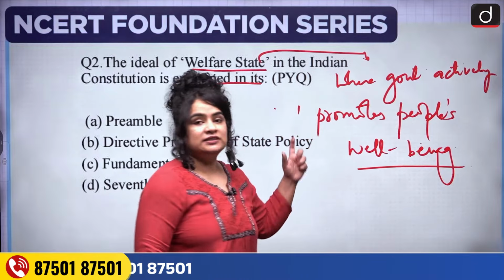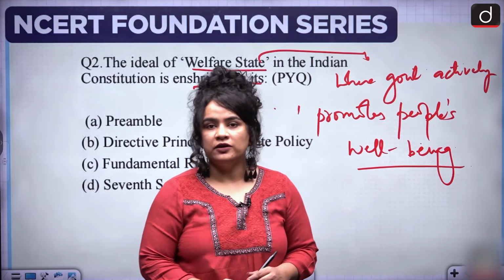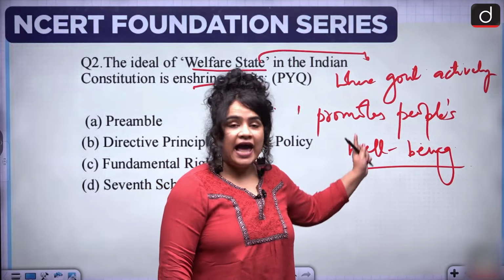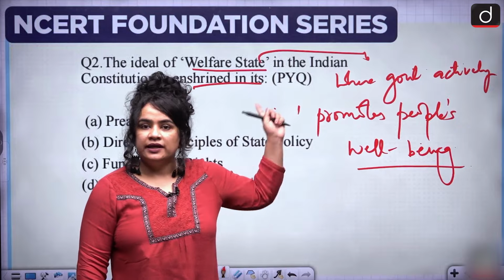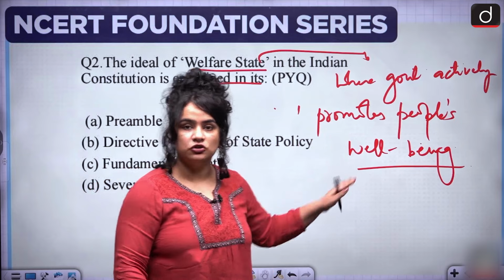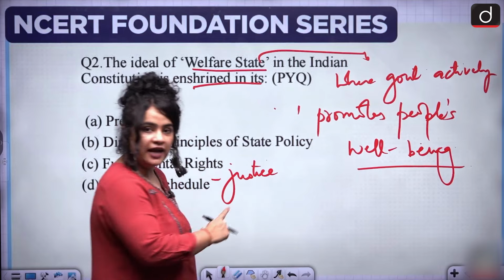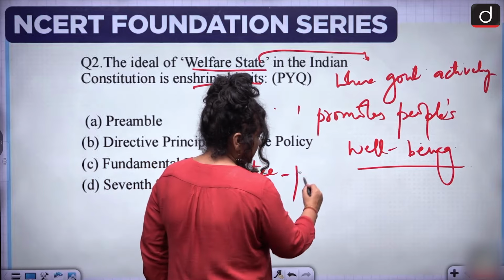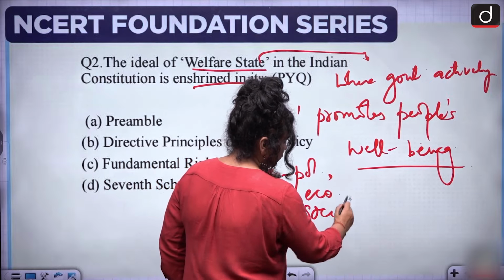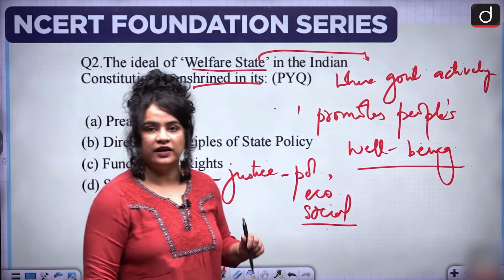Basically, the government is going beyond doing the bare minimum. What is doing the bare minimum? It's maintaining law and order. So any state where the government goes beyond maintaining law and order and actively promotes the welfare of its people is basically called the concept of the welfare state. This ideal basically ensures that there is justice for citizens. What kind of justice? Political, economic and social. All three kinds of justice are maintained for the citizens. That is the whole idea of a welfare state.